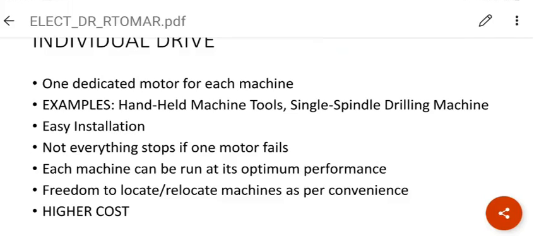Each machine can be optimized to get the best performance out of it, which is not that easy if you have only one speed input for all the machines. It is easy to relocate machines from one part of the factory to another if the machine has its own motor. Disadvantage, of course, is that cost is in general higher because you have a motor for each of the machines.